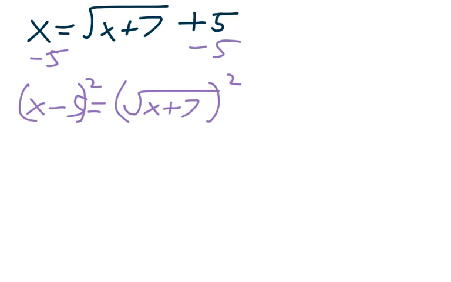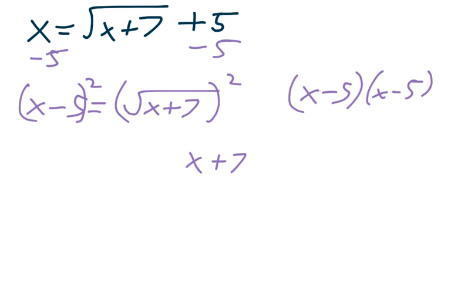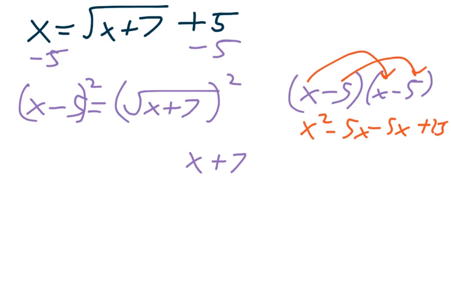Once we do this, we have x plus 7 on one side, and we need to do x minus 5 times x minus 5 on the other side. So I'll do it over here. x squared minus 5x minus 5x plus 25. And so we got x squared minus 10x plus 25.